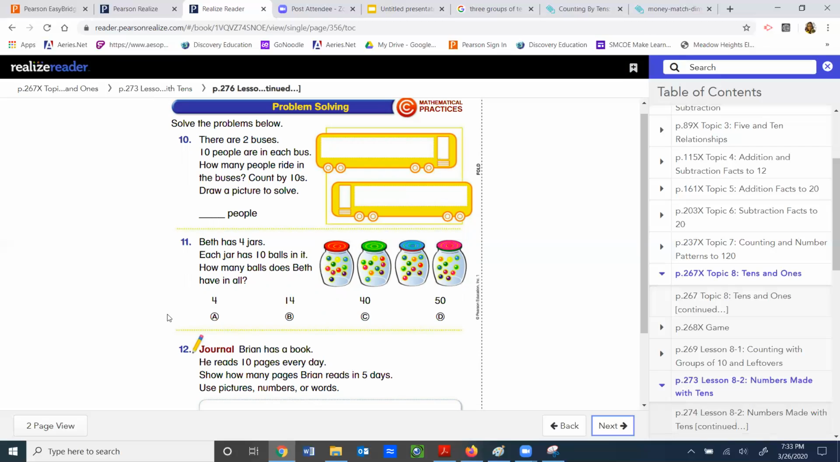Number 11 says Beth has 4 jars. Each jar has 10 balls in it. How many balls does Beth have in all? And you've got 4, 14, 40, 50. You need to decide what the correct answer is.